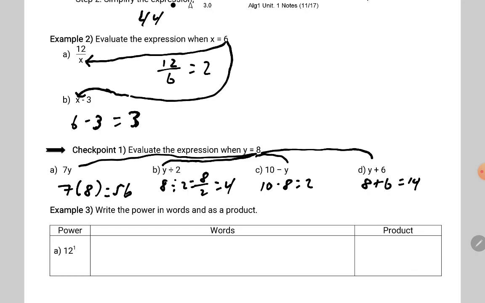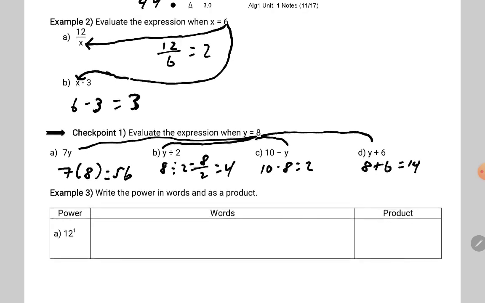All right. So write the power in words as a product. Okay? So this would be 12 to the power of 1. 12 to the first power, or power of 1. But it's easier to say first power, second power, third power. And this is 12. Because 12 to the first power means I'm multiplying 12 by itself one time.